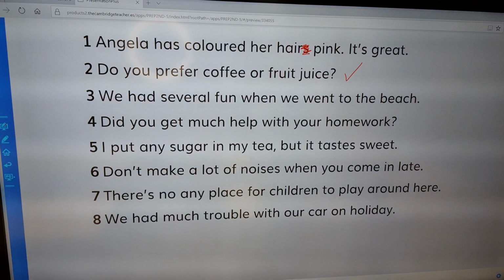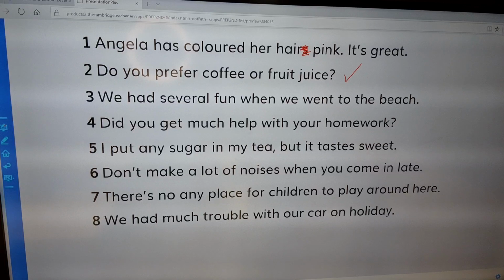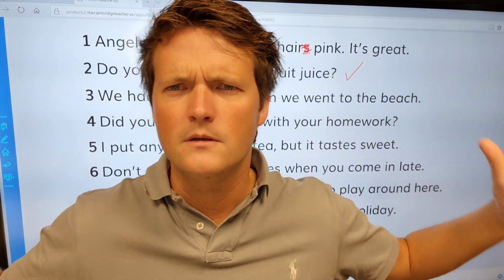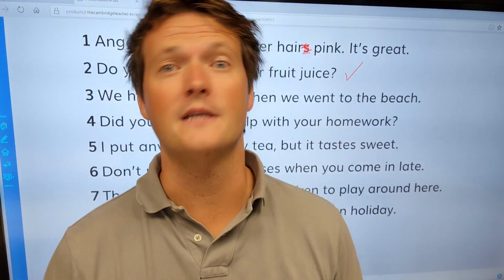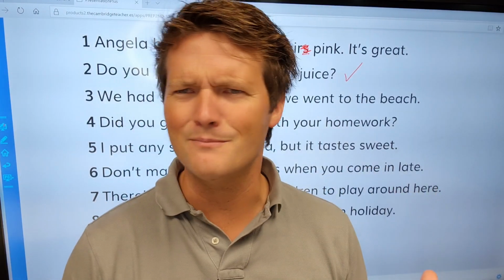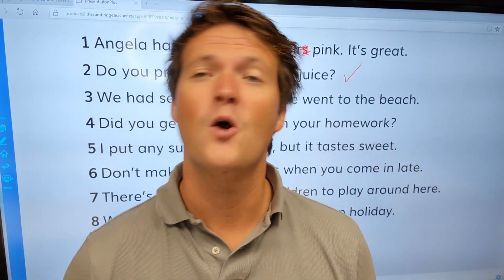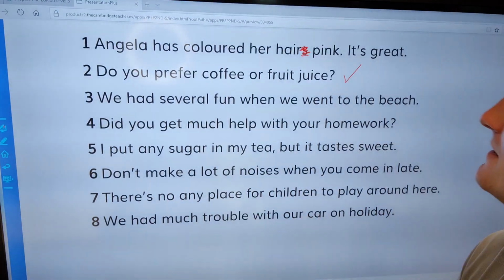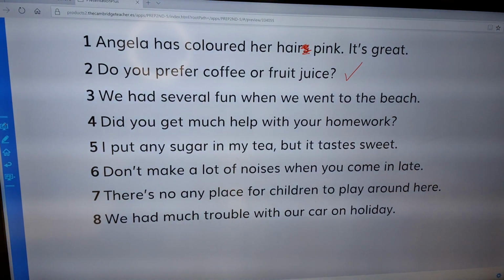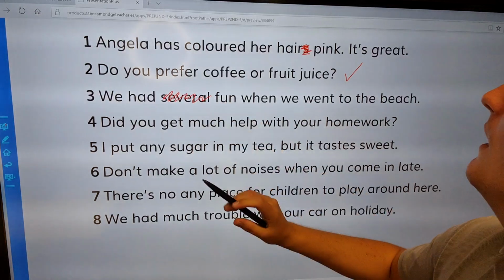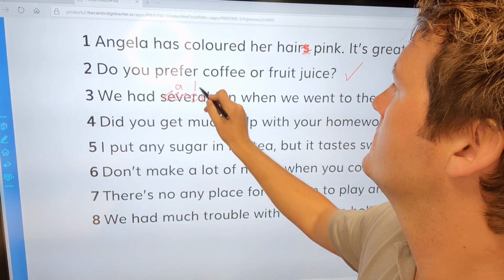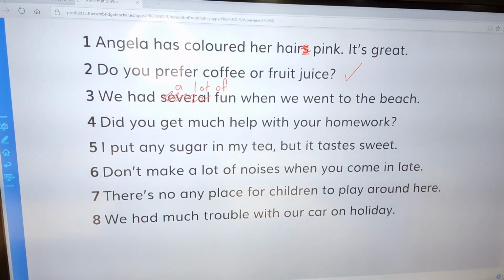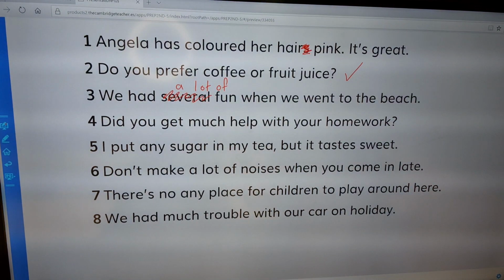Number 3, we had several fun when we went to the beach. Fun is uncountable. We could say, for example, we had several good times, maybe several good days when we went to the beach last summer. But we had several fun? No. I would say we had a lot of fun. Yeah, I think we had a lot of fun, lots of fun when we went to the beach.